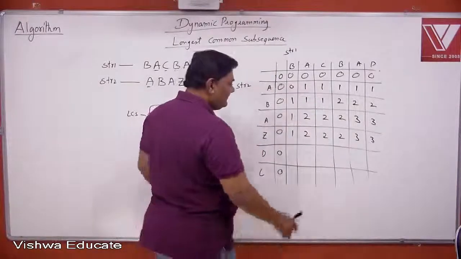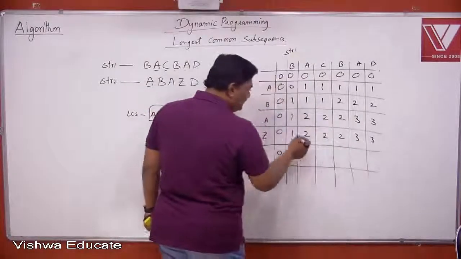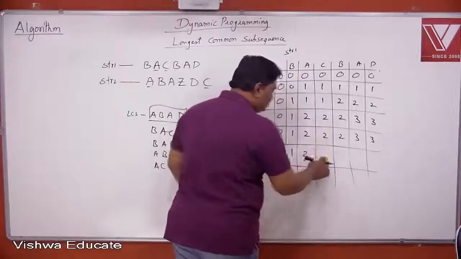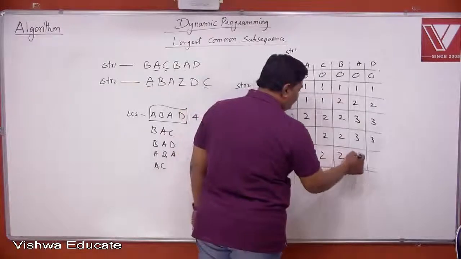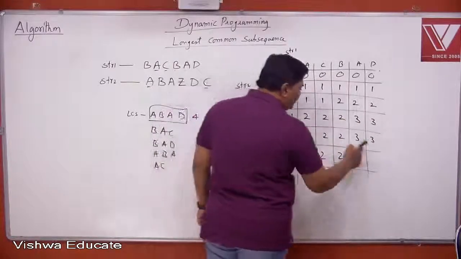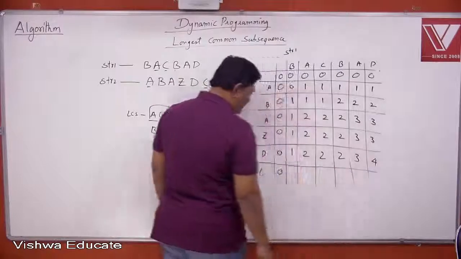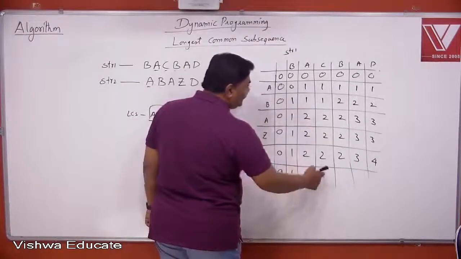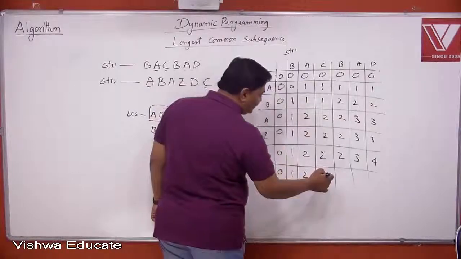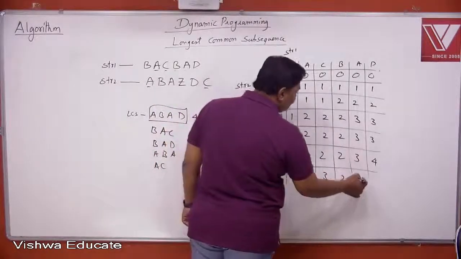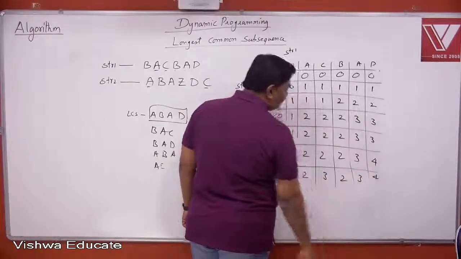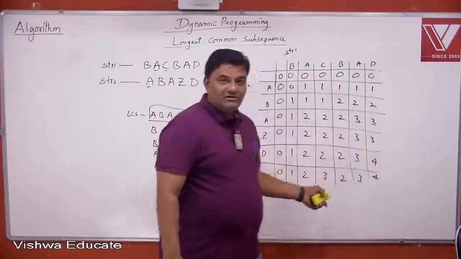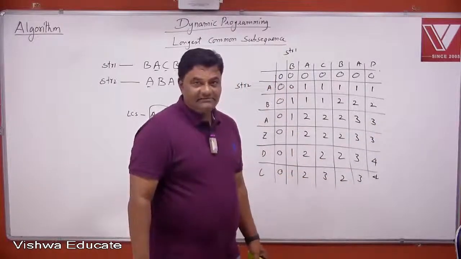Then D. D is matching here. So till there these row values only will come. If you compare also and do it, you will get the same row values. So 2, 2, 3. Now this is matching, so 3 plus 1, 4. Last one, it's matching here, so till there these numbers will be same. Now this is matching, so 2 plus 1, 3. Then 2, then 3, then 4 is greater. So when not matching, any of the greater number, that is in previous row or previous column, we take it.